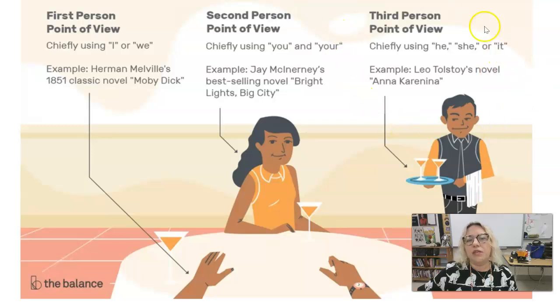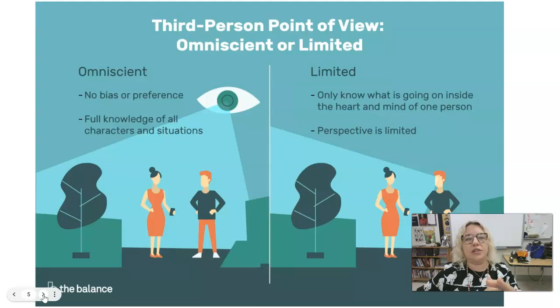In this point of view, you're mostly seeing the he, she, or it. An example here is Leo Tolstoy's novel Anna Karenina. If you read Virginia Woolf's Orlando, that is also written in third person. Second person is just not used very often. The next thing that's important to consider is what type of third person point of view is used. The third person point of view has some aspects that are important.